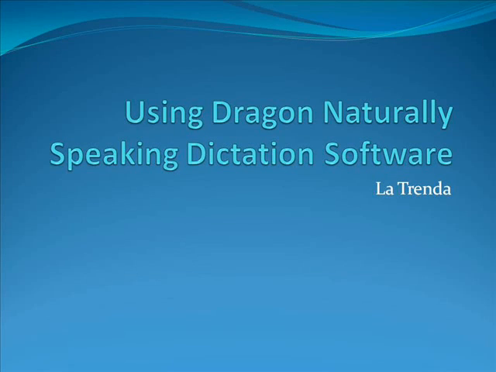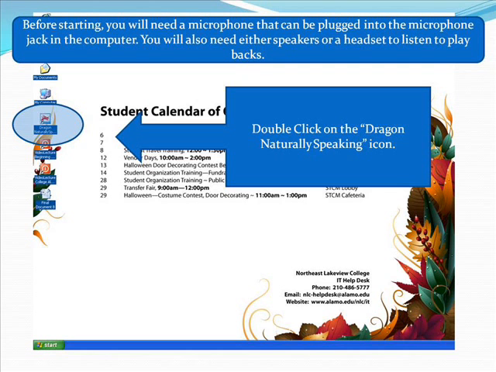Instructions for using Dragon Naturally Speaking software. Before beginning, ensure you have speakers or a headset and a microphone or a headset microphone combination. Begin by double clicking the Dragon Naturally Speaking icon.